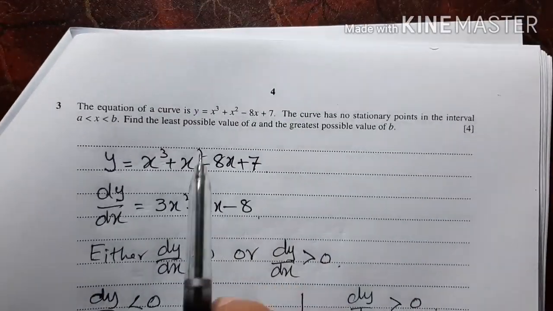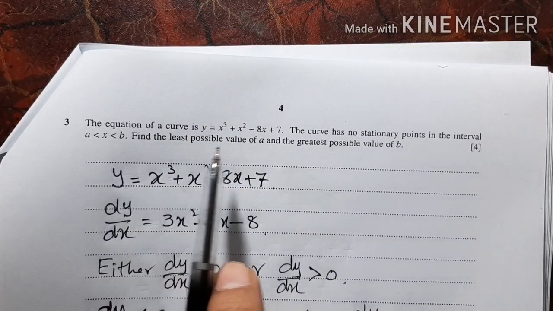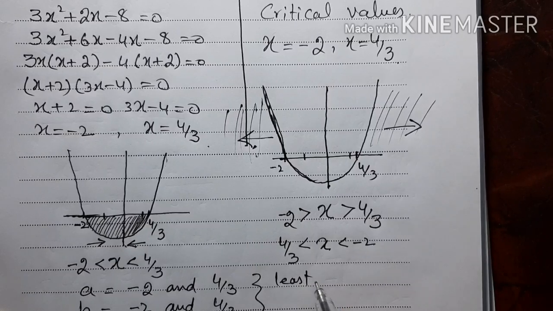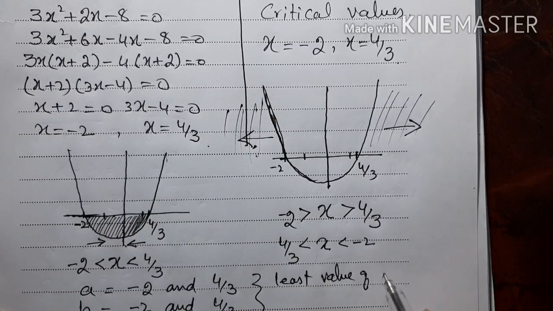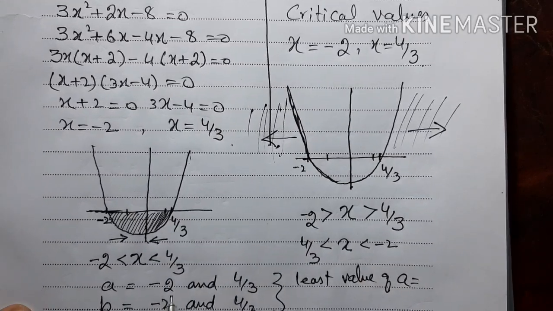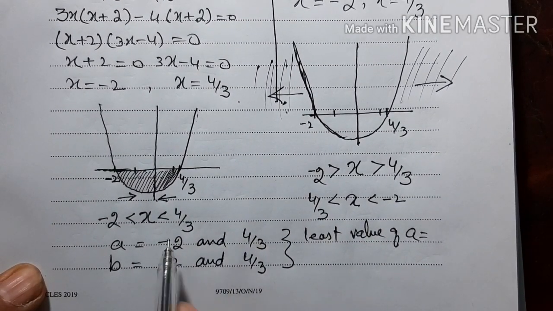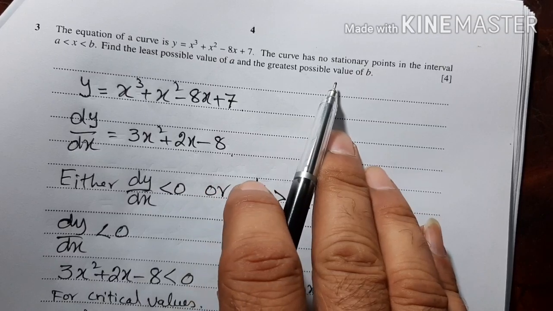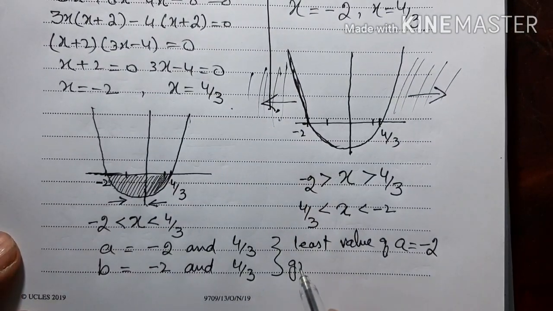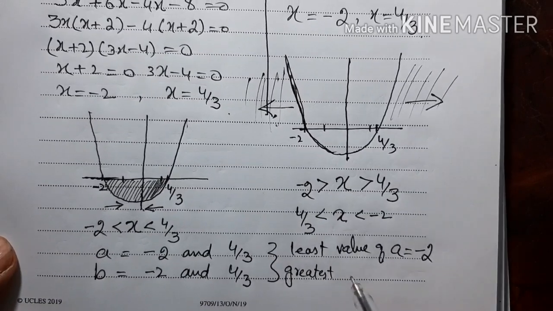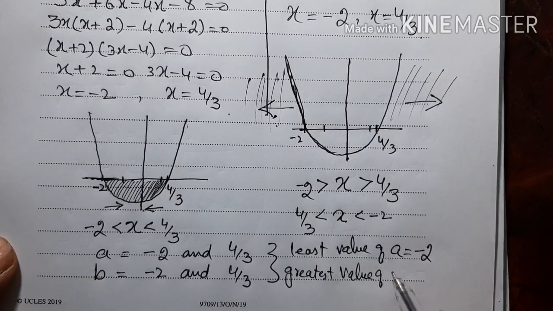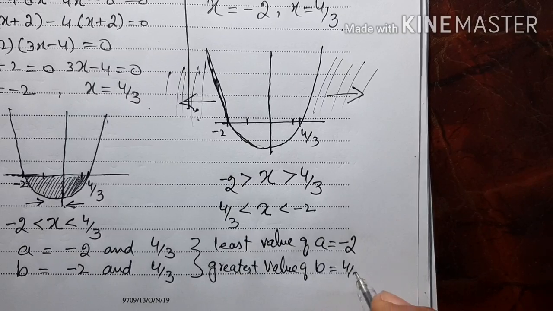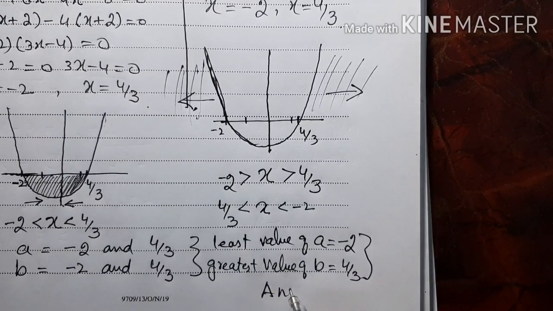So what he's asking in the question, find the least possible value of A. Therefore, least value of A will be -2, because this is the smallest of these two values. And he's asking for the greatest possible value of B. So the greatest value of B, the biggest value in these two values, is 4/3. So this is our answer.